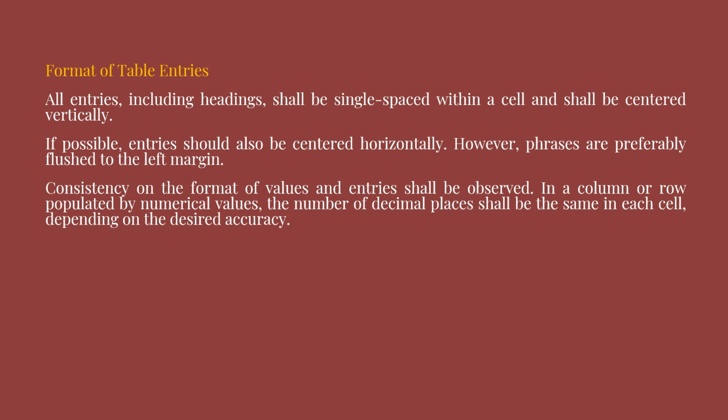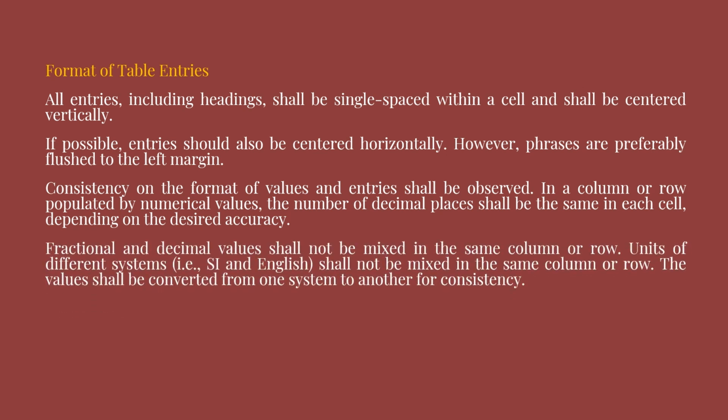In a column or row populated by numerical values, the number of decimal places shall be the same in each cell. So if you use 4 decimal places in one cell, you use it for the rest. So they should have the same decimal places depending on your desired accuracy. Also, fractional and decimal values shall not be mixed in the same column or row. So it means that if you use decimals, you use them all throughout. If you use fractions, you use them all throughout. Do not mix them up.